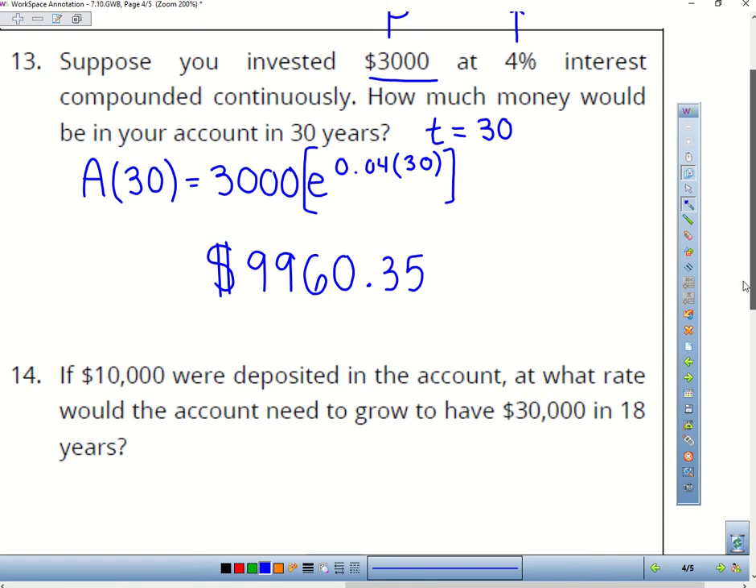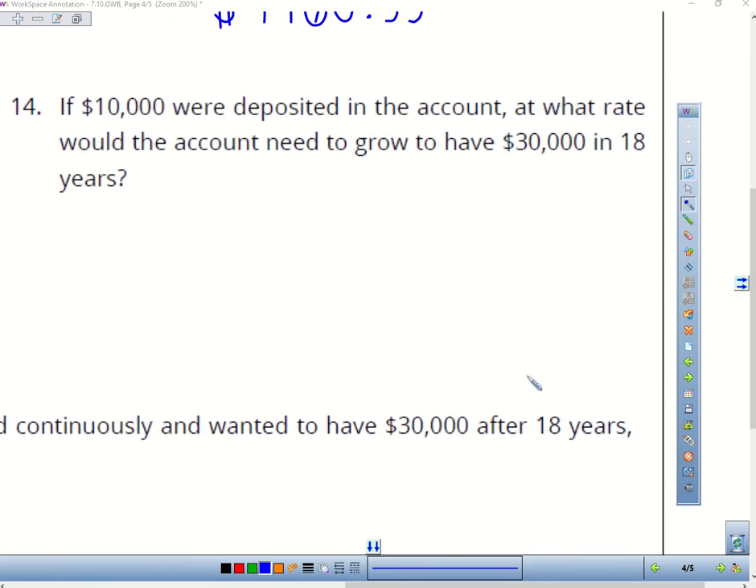All right. Next question. If $10,000 were deposited into the account, is that your P or your A? P, because that's how much you started with, right? You invested that much into the account. At what rate? So R, we don't know what R is. You see that? We don't know R. Would the account need to grow to have 30,000? What does the 30,000 represent here? A, the final amount. And then 18 represents time.